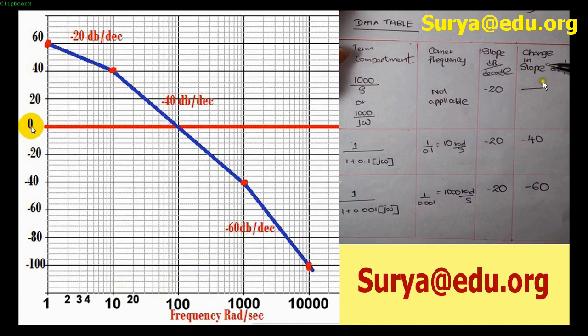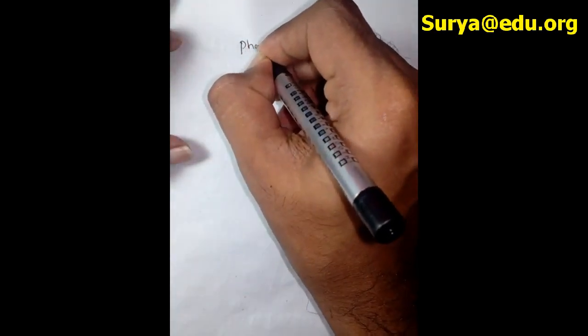There is no change in slope, because the difference is that here it is the slope and here it is the change in slope. Be very careful, here there is no change in the slope. So if there is no change, what is the existing slope? It is minus 20. That is why the slope from 1 radian per second to 10 is minus 20. Now the magnitude plot is completed. So now the next target is to sketch the phase plot.